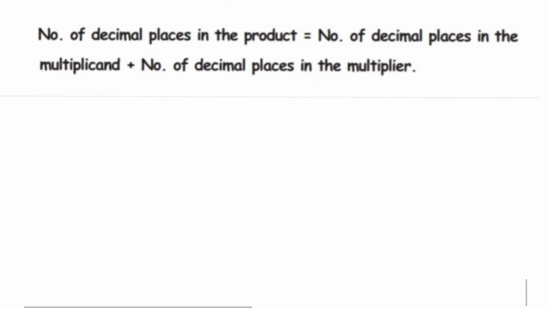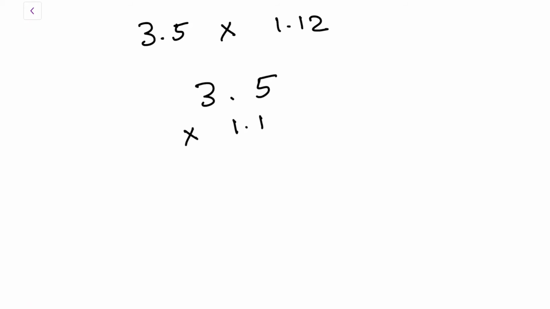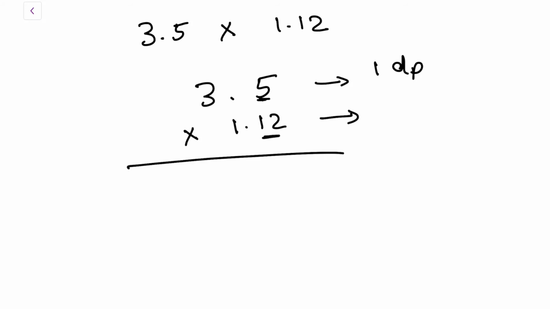Let's quickly take an example. Multiply 3.5 into 1.12. Alright, how do we do this? Do the regular multiplication. As you can see, this has got 1 decimal place. Alright, and this has got how many? 2 decimal places. So can you tell me how many decimal places the product will have? 1 plus 2, that is 3. Perfect. 3 will be the number of decimal places of the product.